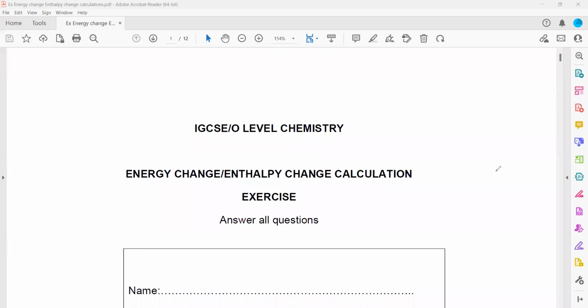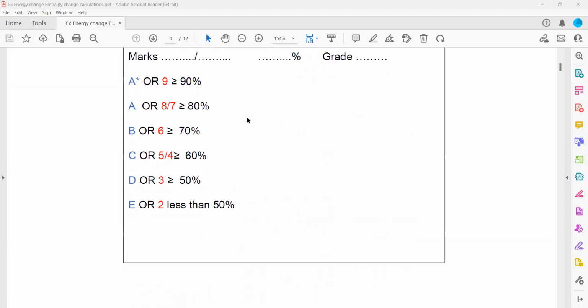So this exercise is related to the calculation of energy change or enthalpy change. The first part of the exercise has about 17 to 18 MCQs, and the second part of the exercise is the structure question. So we will do this exercise today.